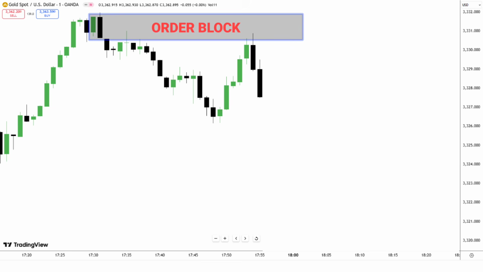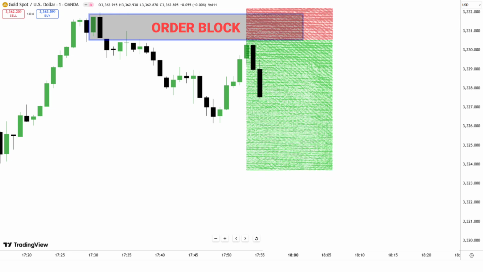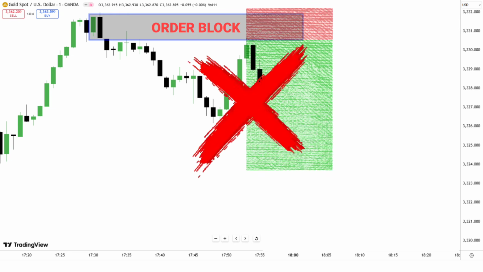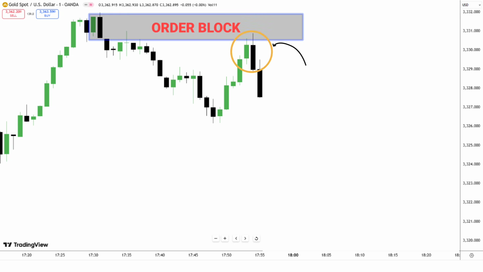Step 3. Once price touches the order block, do not enter immediately. Wait for confirmation. You can look for things like rejection candles, long wicks, or a shift in direction. If you want to go deeper, drop to a lower time frame and look for a break in the smaller structure that shows prices reversing.